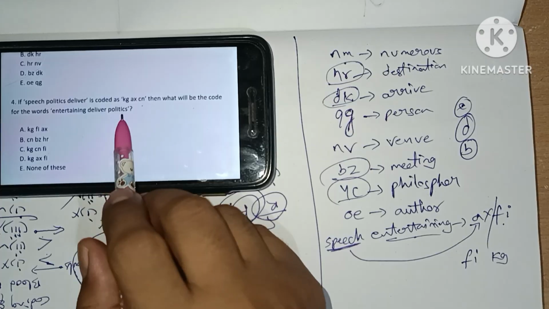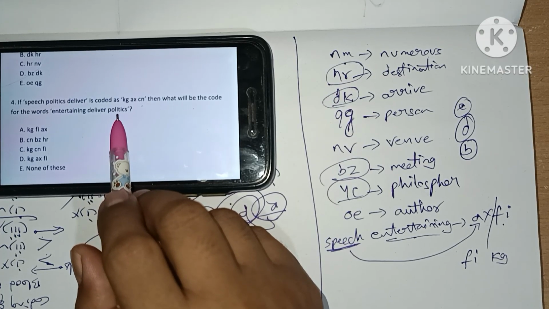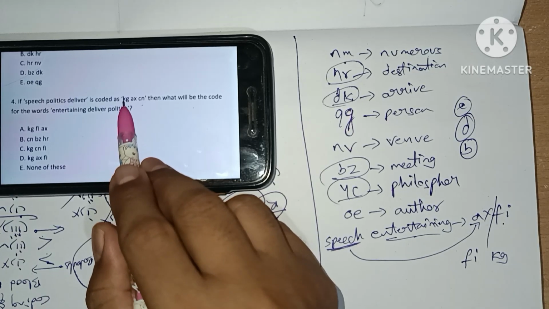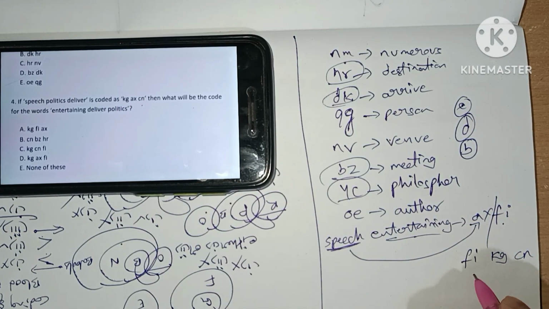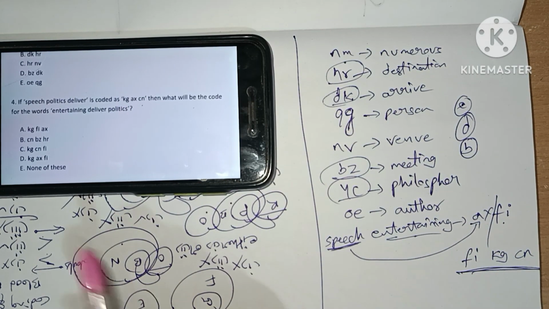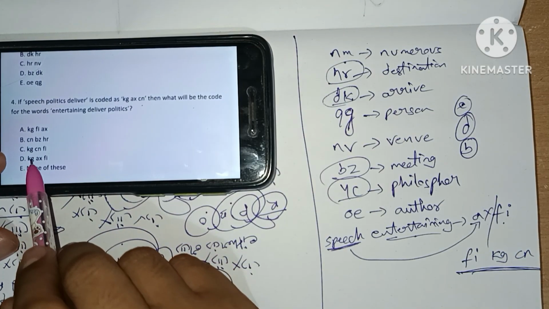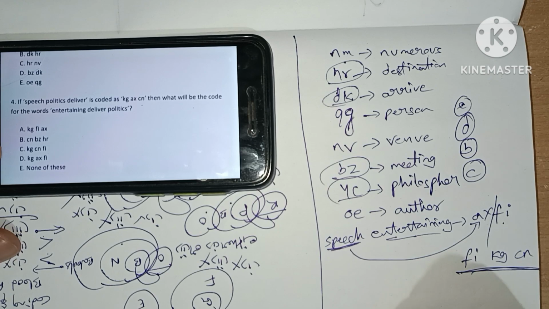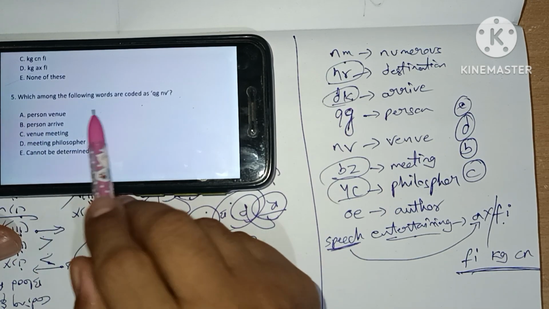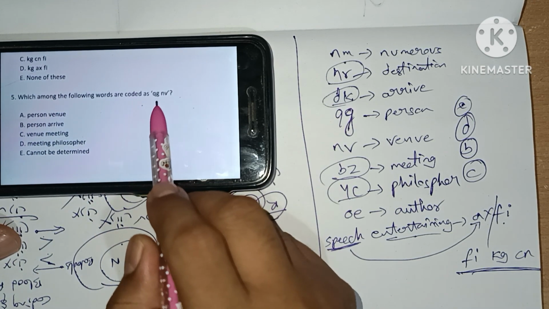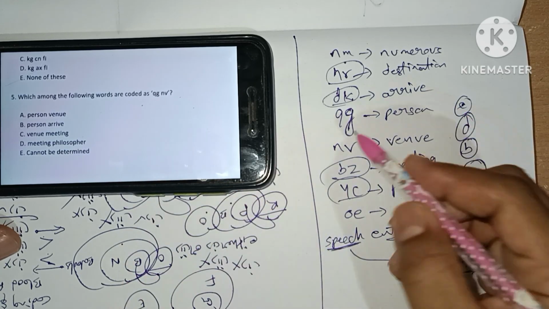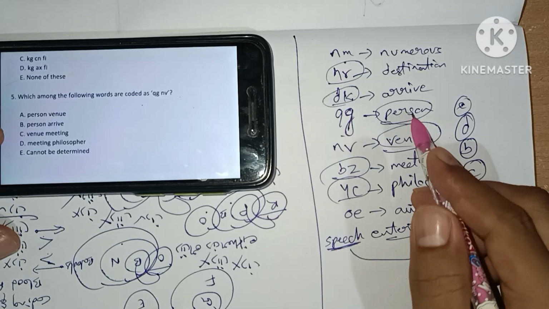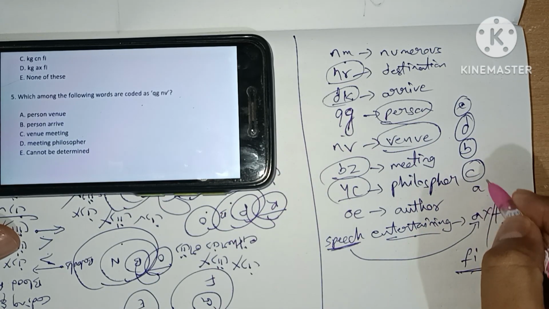Okay, politics. Here deliver and politics are common in this one. So KGCN is the remaining. So FI KGCN is the answer. So FI KGCN. So the answer will be option C. Next one, fifth question. Which among the following words are called QG and NV? QG person and NV venue. Person venue. Option A is the answer.